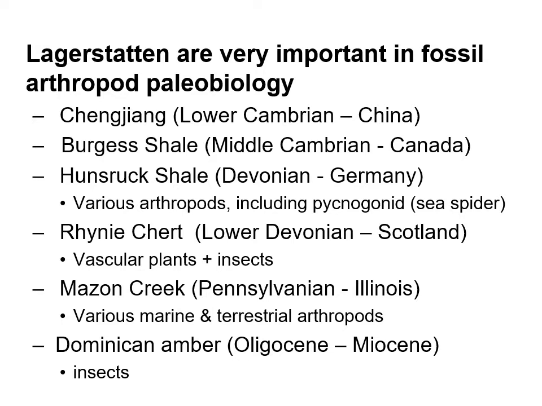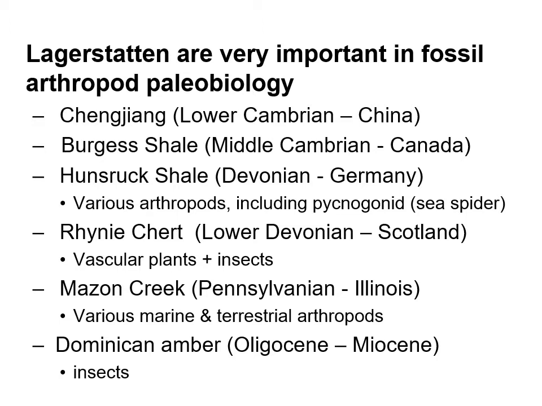The Rhynie Chert from the lower Devonian of Scotland gives us insects and vascular plants. And the Mazon Creek from Illinois gives us Pennsylvanian arthropods, both marine and terrestrial. And then if we want to see Oligocene or Miocene or any of the other earlier Cenozoic arthropods, we can look at amber from the Dominican Republic. So as you can see, we don't have anything, for example, well represented of this type of thing from like the Jurassic. There are some Jurassic locations where you get arthropods, but they're pretty rare.